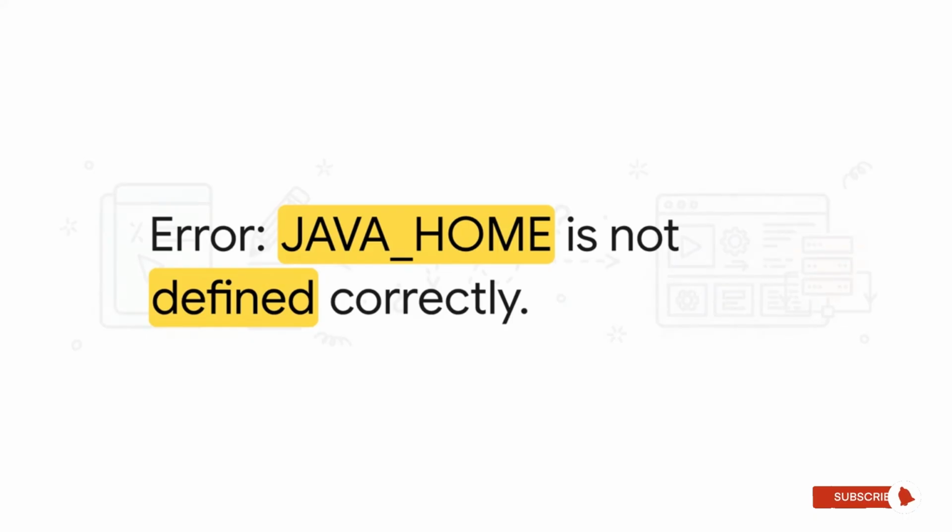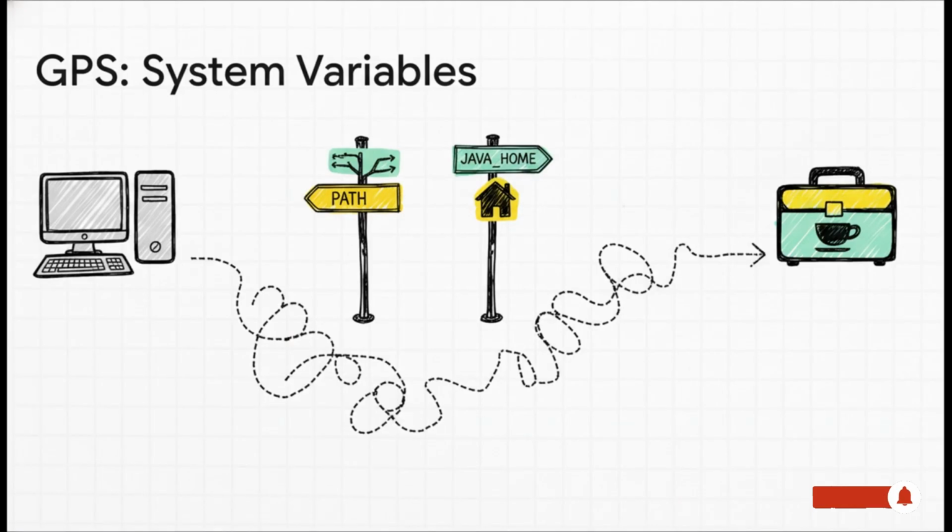Or maybe you'll get this one. And it looks a little different, but it's really just another symptom of the exact same problem. Your computer is lost, and it can't find the tools it needs. And here's why. It all comes down to these things called system variables, like PATH and JAVA_HOME. You can think of them as addresses in your computer's GPS. They tell the system exactly where to find the Java toolkit. So if those addresses are wrong or they're just not there, your computer can't find the Java tool, and everything grinds to a halt. Right?